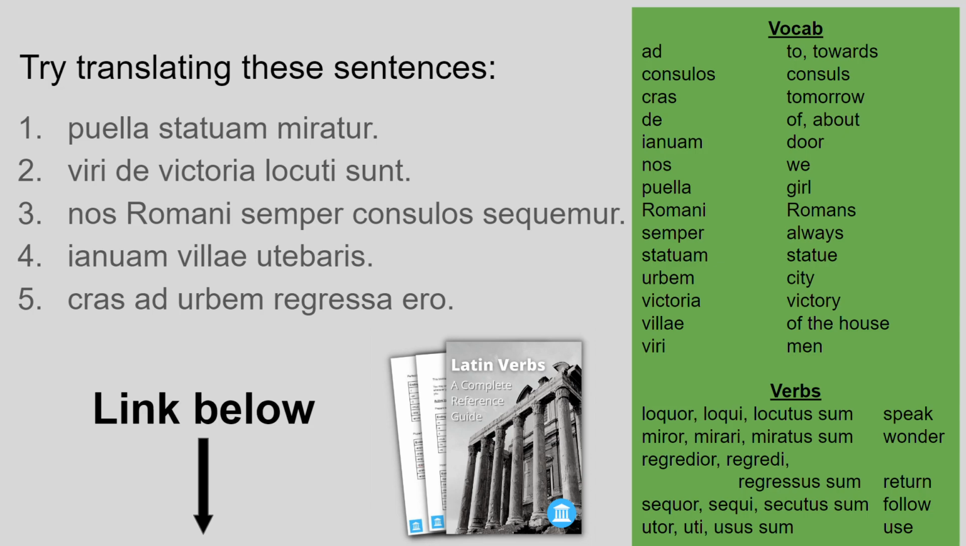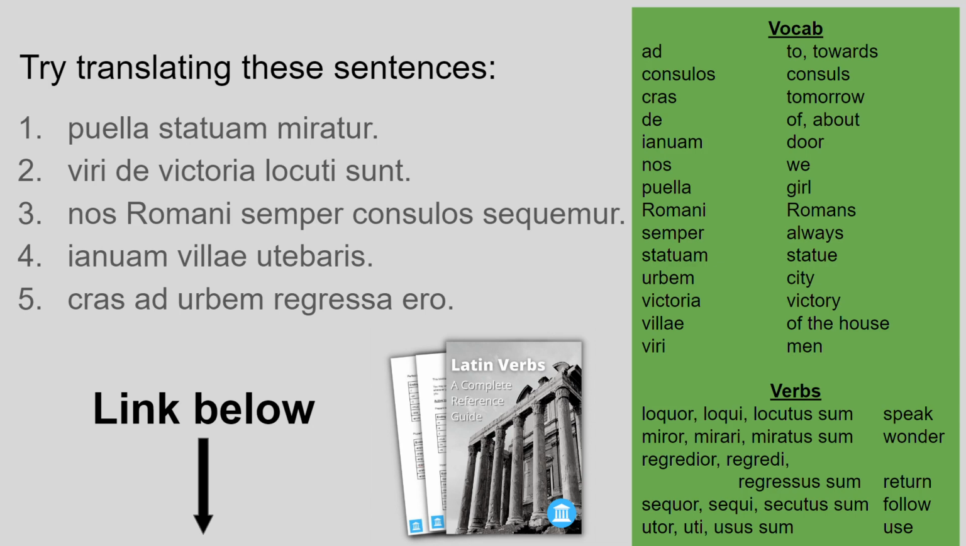If you want to have a go at these on your own, pause the video here, otherwise I'm going to go through them now. So number 1, puella statuam miratur. The girl wonders at the statue. The deponent here is in the present tense, so wonders, and it is third person singular. The girl is nominative and the statue is the accusative.